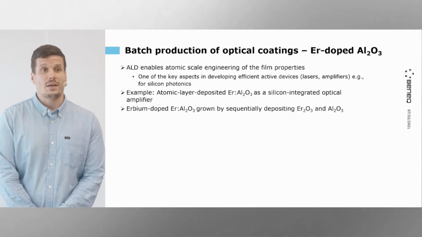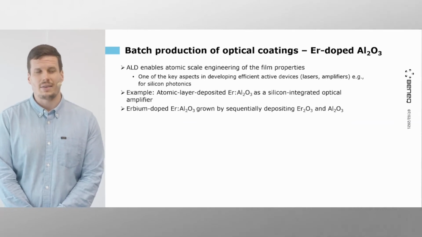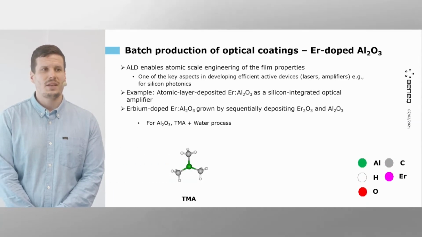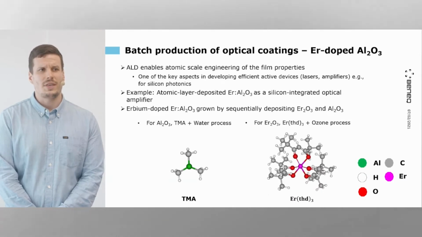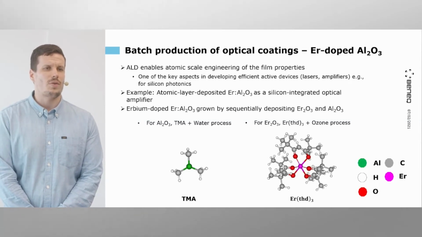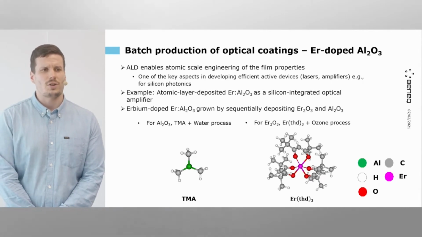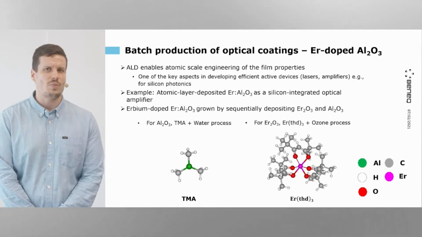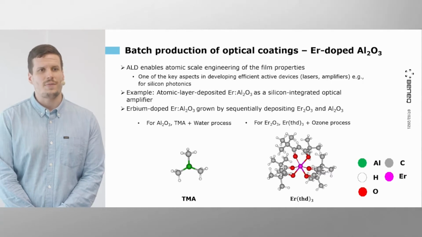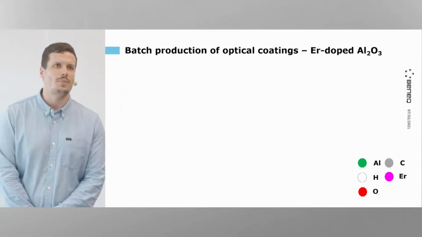By using both these materials, erbium oxide and aluminum oxide, we can fabricate an optically active material, erbium-doped aluminum oxide, using our ALD processes. For the actual ALD processes, we use a TMA water process for the aluminum oxide and erbium THD3 and ozone for the erbium oxide process. The reason why I am showing these precursors here is because the size and geometry of these precursors actually plays a very important role as to how efficient our erbium-doped material is going to be. So let me show you how.